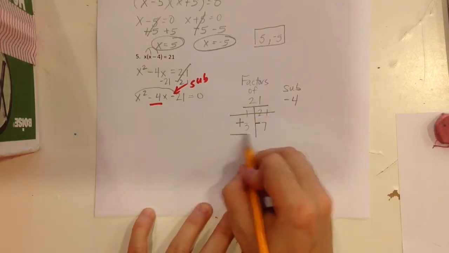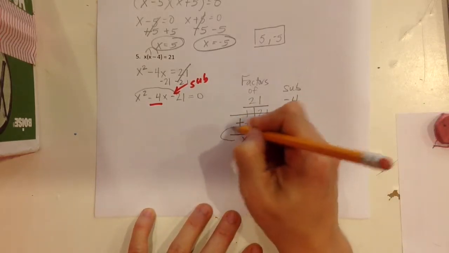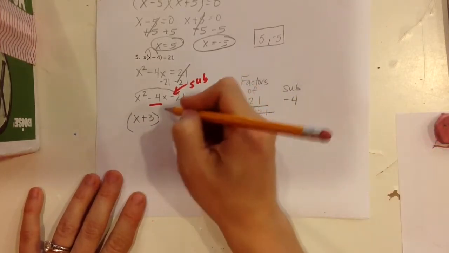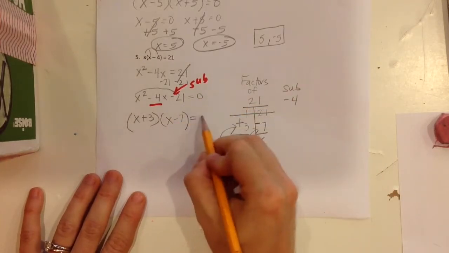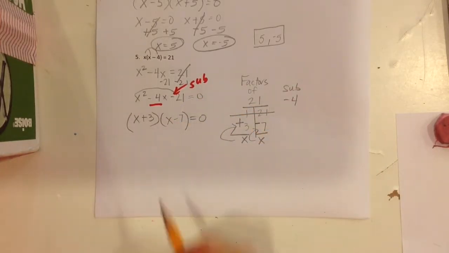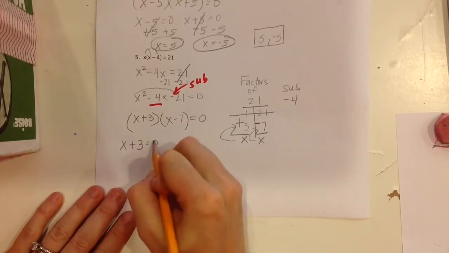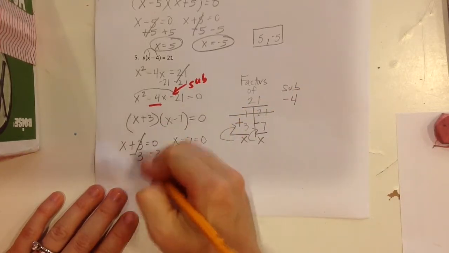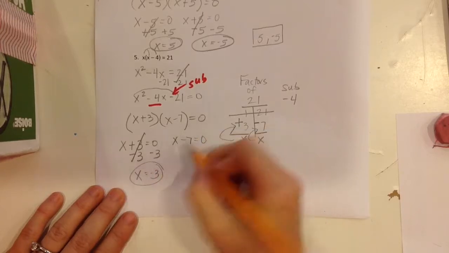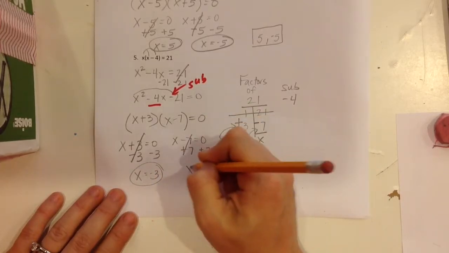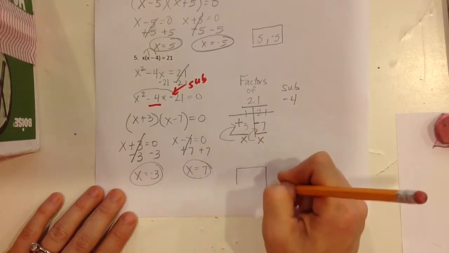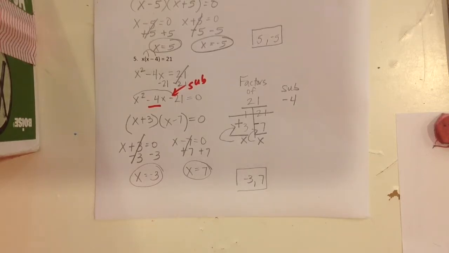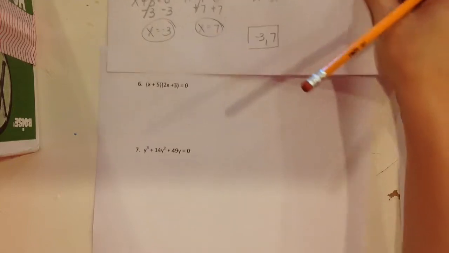I divide by that leading term, x, and so when I do my bottoms up, I have x plus 3. When I do my bottoms up, I have x minus 7. So now it's in factored form. I'm going to set each factor equal to 0. So x plus 3 equals 0. X minus 7 equals 0. When I subtract 3 to both sides, I have x equals negative 3. When I add 7 to both sides, I have x equals 7. So I have negative 3 comma 7. That's my answer. Now let's go to our next page.